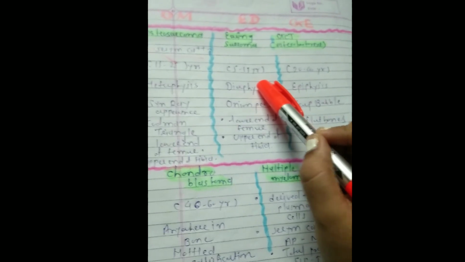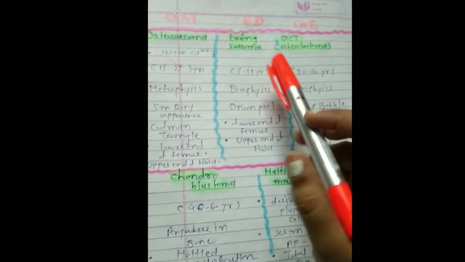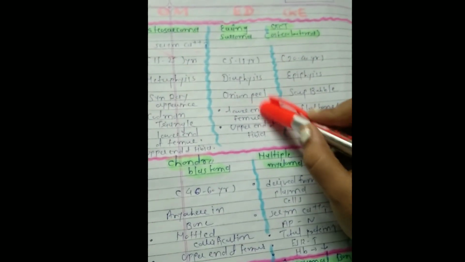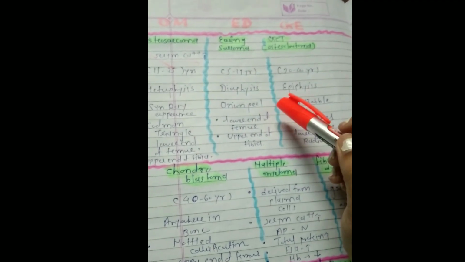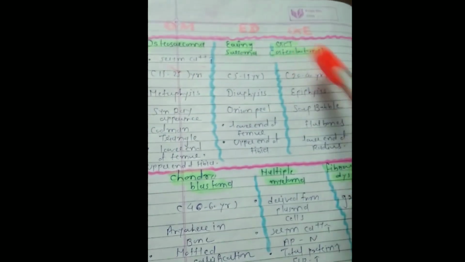About the most important topics for the PG entrance examinations, and that is the tumors. First we are going to discuss what is the most common benign tumor of the bone, that is your osteoid osteoma, and which is the most common malignant tumor of the bone, that is your osteosarcoma. Okay, so we are going to see one by one.